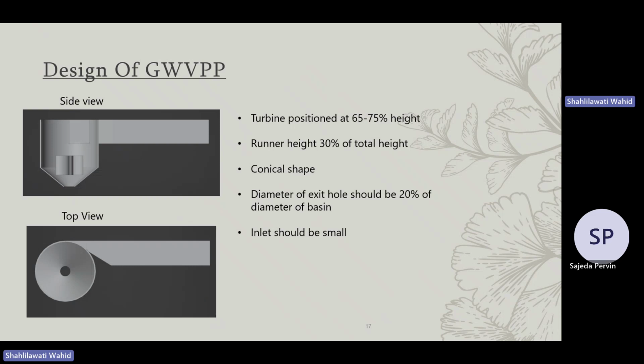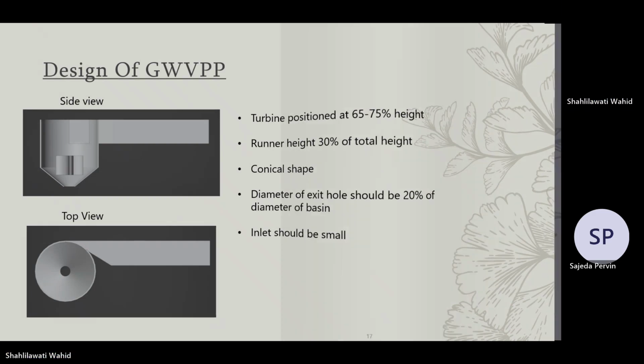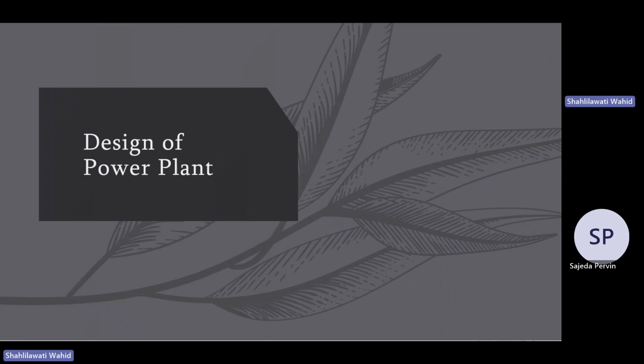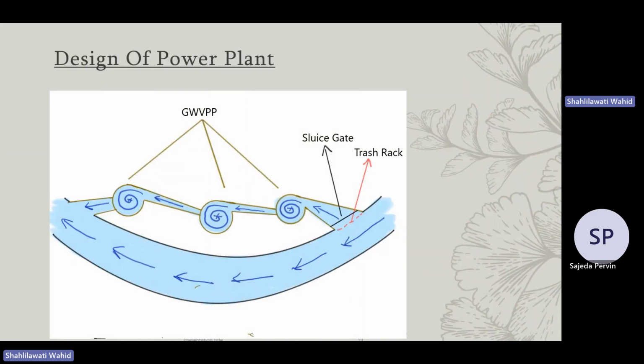And then this is the top view. Looking at it from the top, the diameter of the exit hole for the water should be 20% of the diameter of the basin. And the water inlet, where the water is coming in from, should be small. So this is the design of the power plant. Very good blueprint. So that's the river itself.